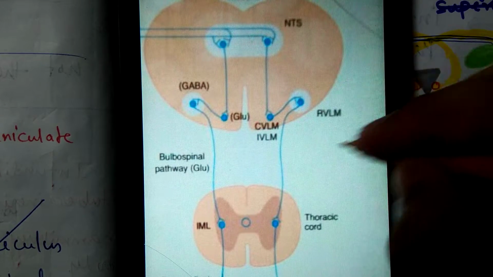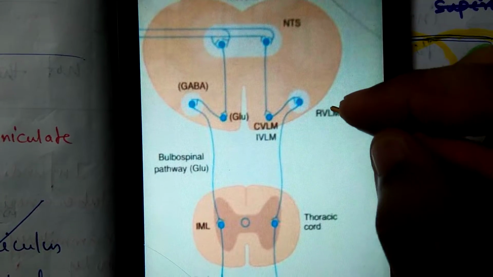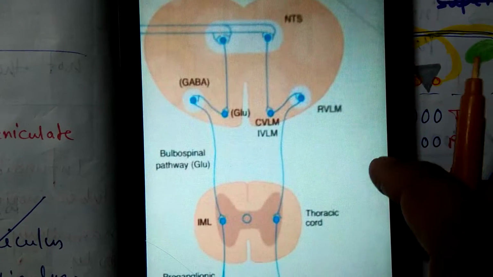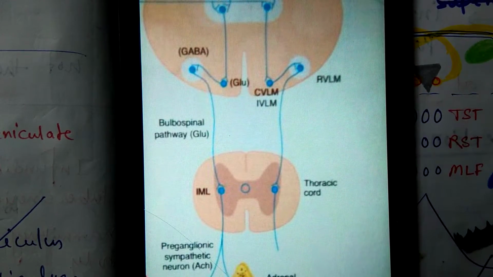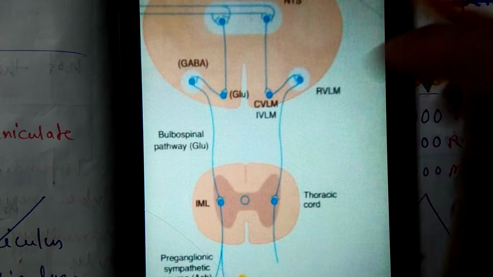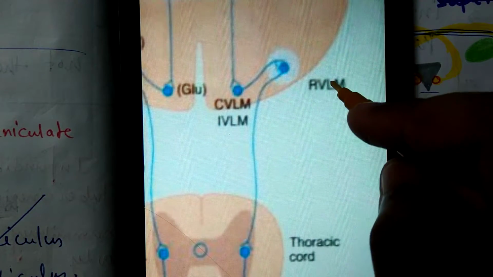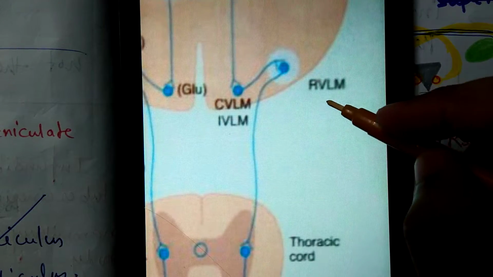And this RVLM, or rostral ventrolateral medulla, is a tonically active center. What is a tonically active center? Tonically active center means it remains active always, even during the period of sleep. So RVLM is a tonically active center. It remains active always. Okay.